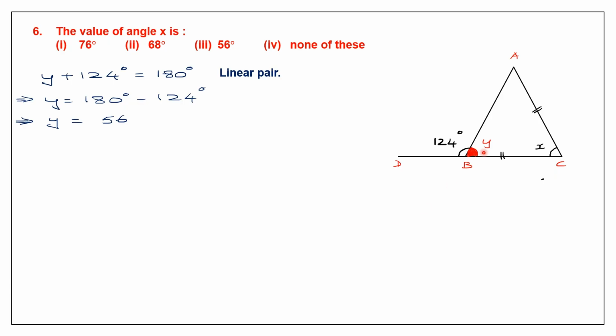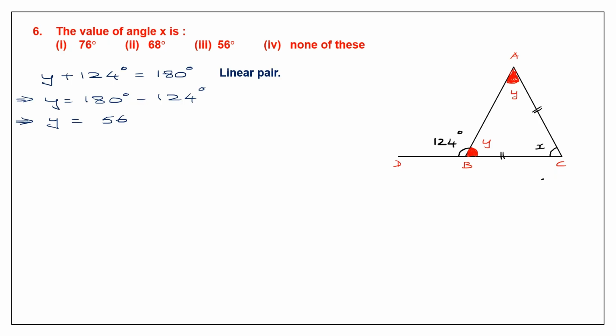Y is 56 degrees. Now look at these two sides. Now AC and BC are equal. Now they are sides of an isosceles triangle. If two sides are equal, that means the angles that are opposite them are equal. Which is the angle that is opposite AC? This angle Y. And which is the angle opposite BC? The angle at A. They will be equal. That means if this is Y, this will also be Y. So this is also equal to Y.